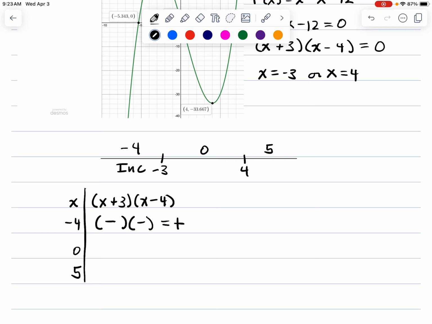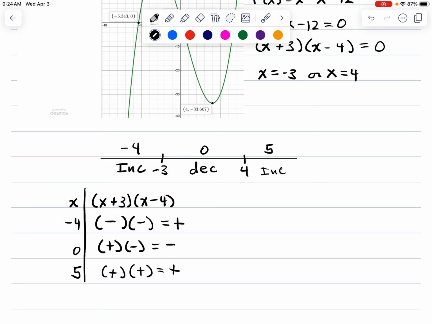Now let's put in a 0. If I put in a 0, 0 plus 3 is positive, and 0 minus 4 is negative. So that's negative, so this is decreasing here. And then let's try the 5. We get a positive times a positive, which is a positive, so this is increasing.